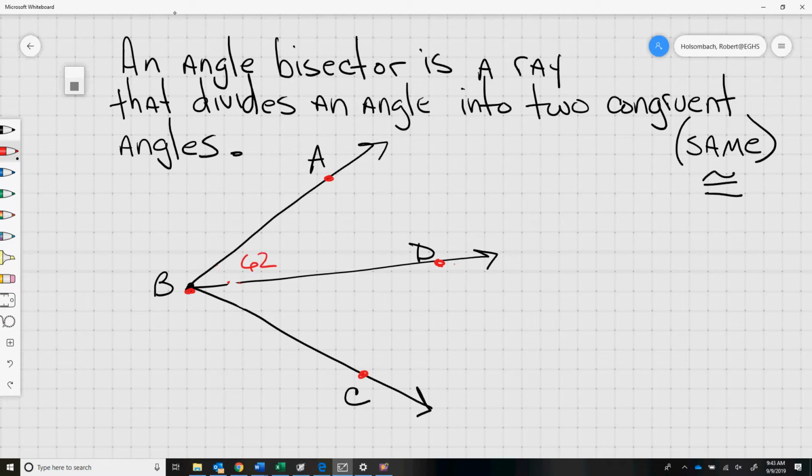Is ray BD an angle bisector? No, it's not, because these two angles aren't congruent. But if you just change this 63, what do I have to change it to? A 62. Now, is ray BD an angle bisector? It is, isn't it? Okay? Alright. What's another way you may see it? What if it looked like this?